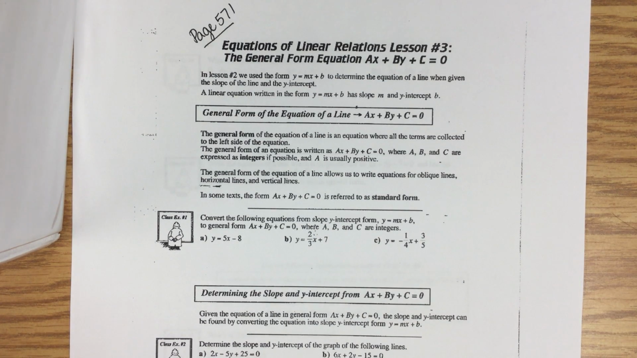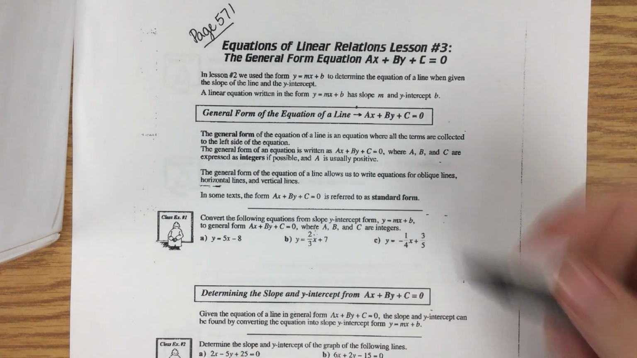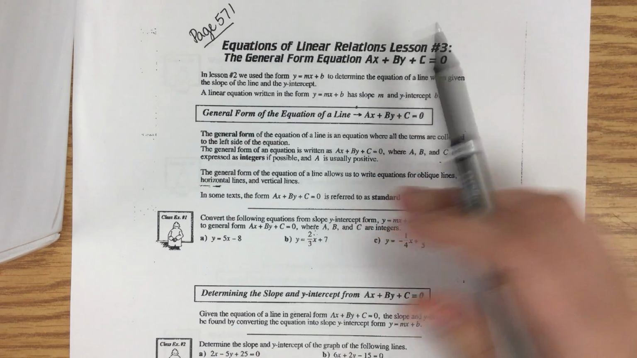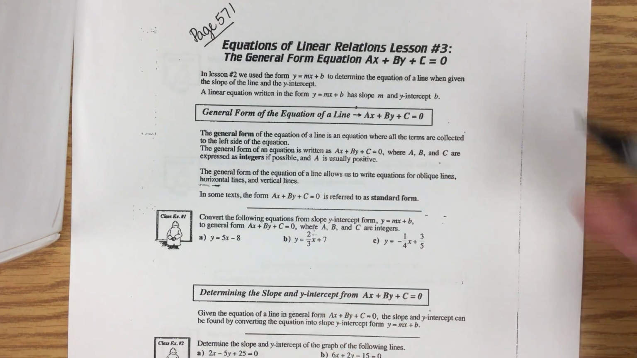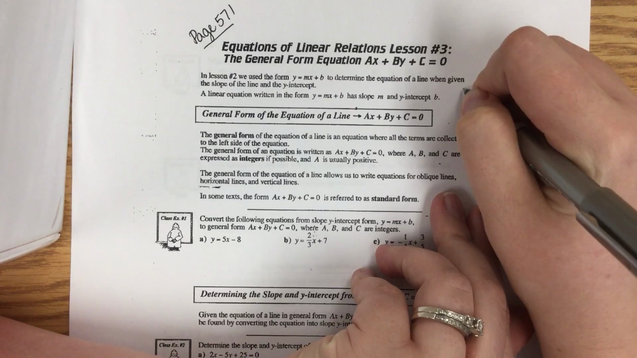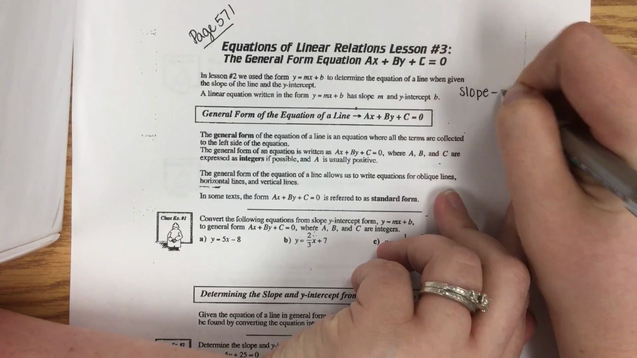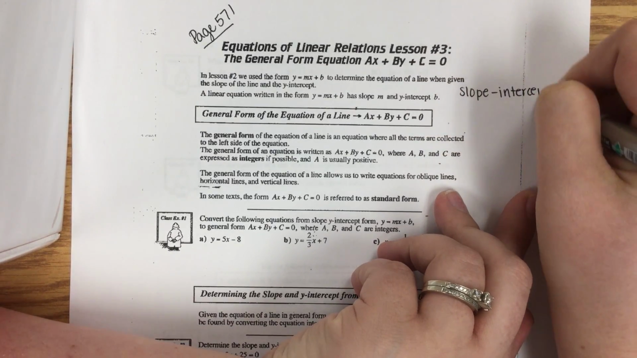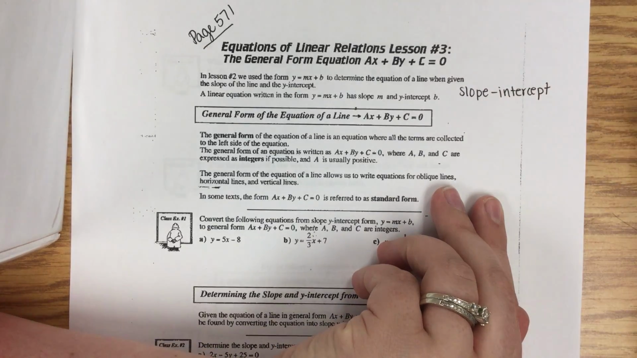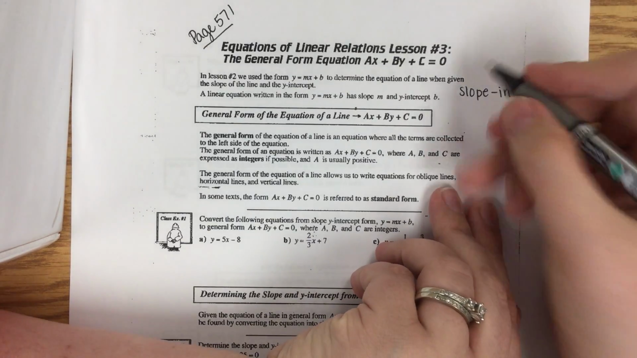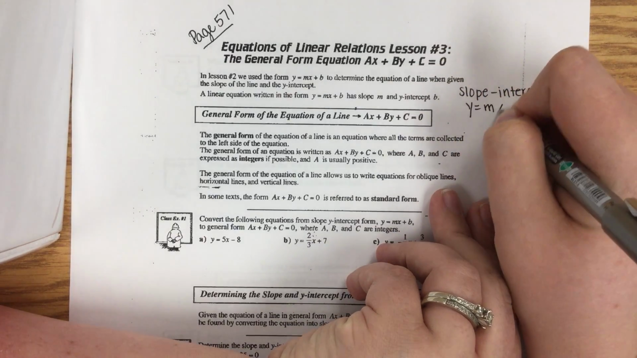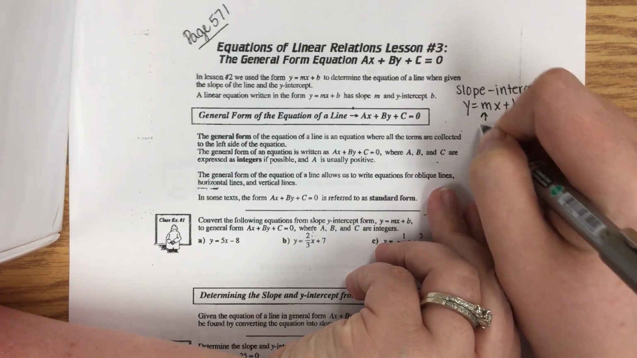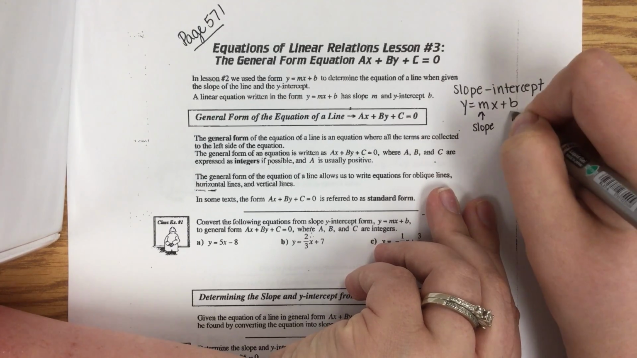It's only 2 pages, and the reason for that is we're spending a lot of our time starting to write linear equations with what we call the slope-intercept form, which is what they're referring to at the very top here. It says in lesson number 2 we used y equals mx plus b. So I'm going to write a little note that the slope-intercept form, just as it sounds, has a variable that corresponds to slope and a variable that corresponds to the y-intercept. That's your form y equals mx plus b, where m is your slope and b is your y-intercept.